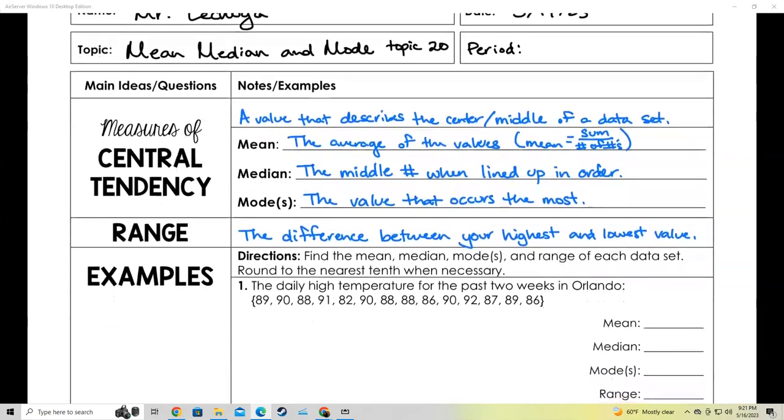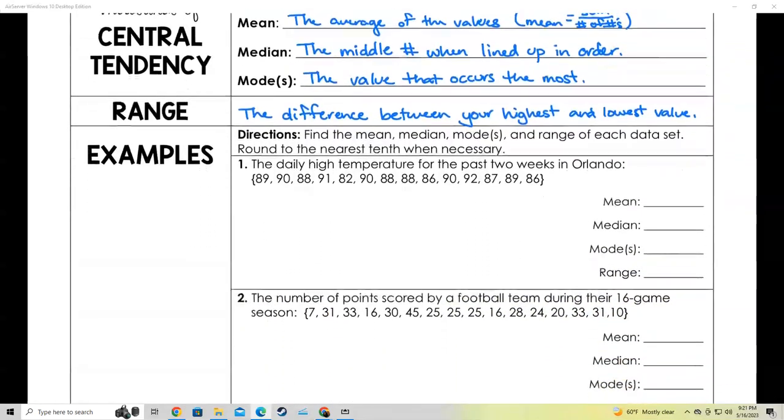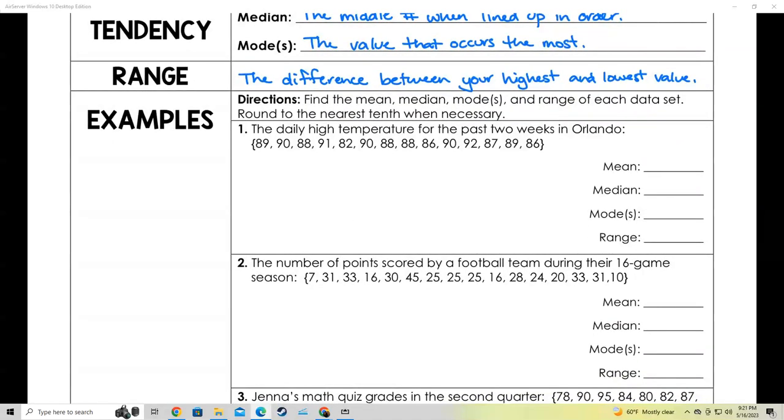All right, so here are the directions. The directions say find the mean, median, mode, and range of each data set, round to the nearest tenth when necessary. So I want to find the mean. Remember that the mean is equal to the sum divided by the number of numbers. Just to save us some time, I'm going to go ahead and add up all these numbers right now. And I'm just going to tell you that that number is 1,236.